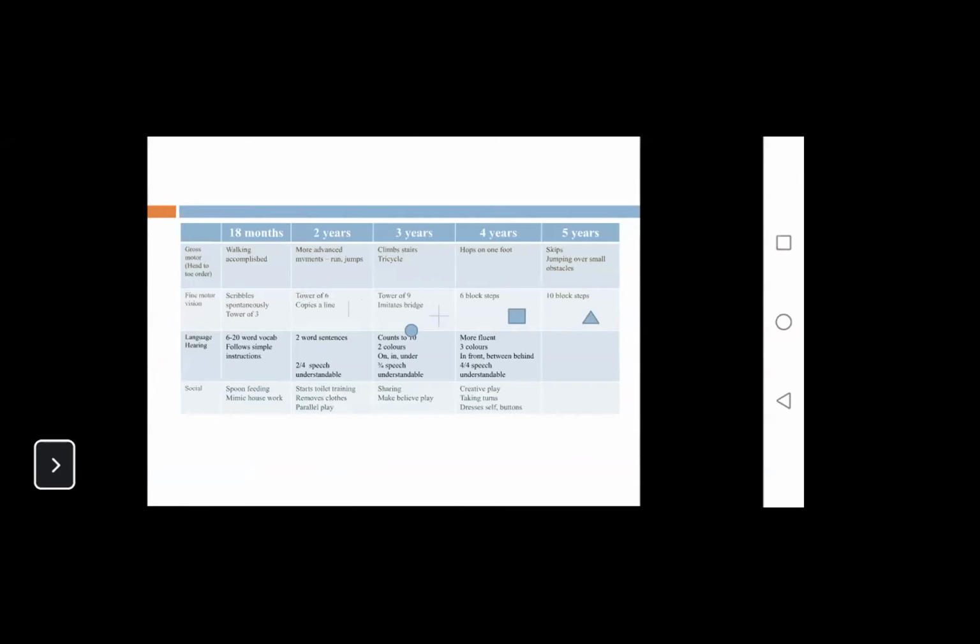Language. At 18 months, up to 20 words vocabulary. Then after that, at 2 years, 2 word phrases. So nak makan, nak air, pergi, nak baring, pergi situ. Right. So those are 2 word phrases. Don't confuse yourself with 2 syllable words. Right. Sometimes people get confused.